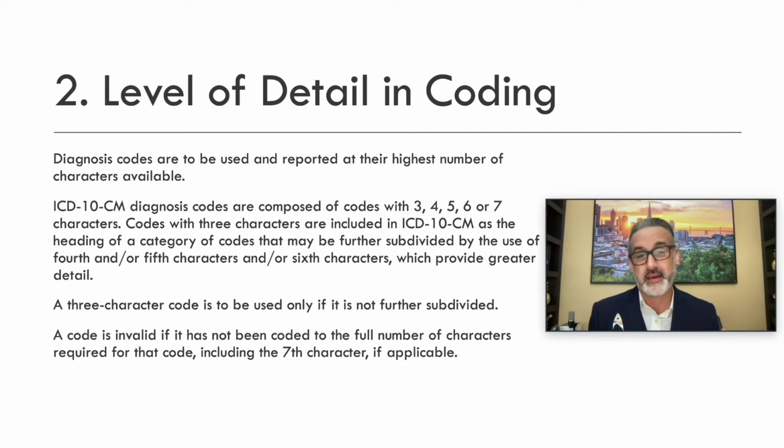And sometimes we do have a category, which is what we refer to as the first 3 characters of a code. Sometimes the category is a full diagnosis code. But again, just remembering that whenever we have the 4th, 5th, 6th, or 7th next to the code, that means that it is not a valid code. We need additional characters to be able to build up to that full code that we need.